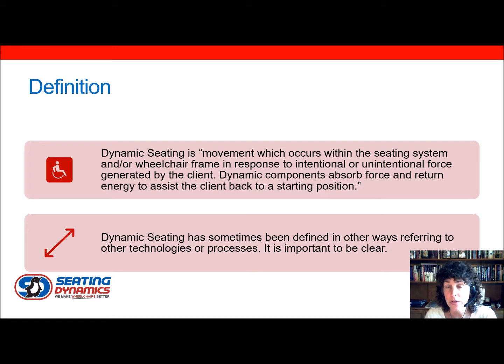Why is this important? Well, when you do a literature search, we'll find that dynamic seating is used in multiple ways, and so it's very important to have a clear and accurate definition of this technology. Now, this isn't just my definition. There's actually an international dynamic seating work group who discussed at length and after a very thorough literature review determined a final definition for dynamic seating, and that definition is what we just read here.